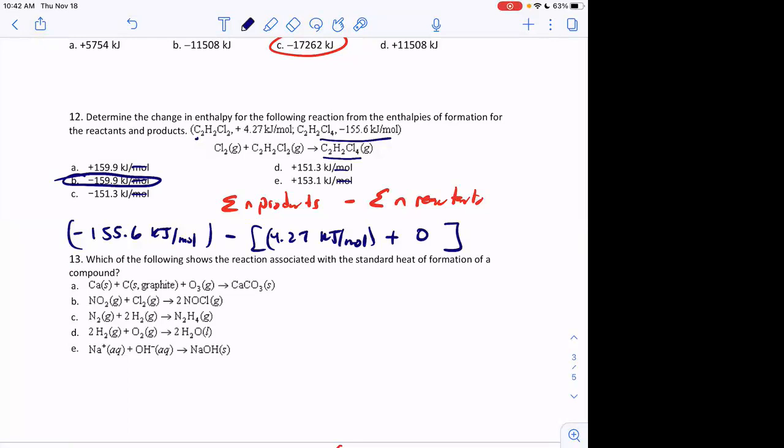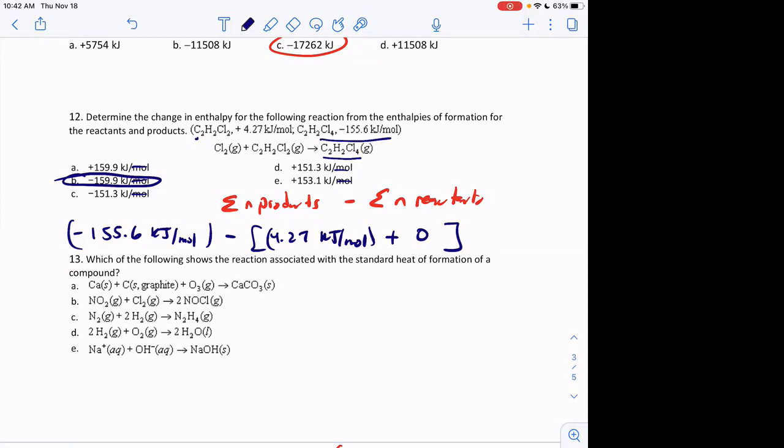There's a chat. Let's see if the chat is. Shouldn't they be flipped? Isn't 4.27 a reactant? Yes, thank you. Yes, I messed that up. All right, last one then.